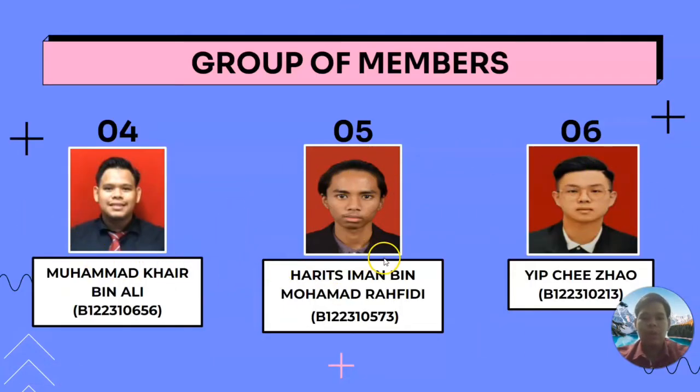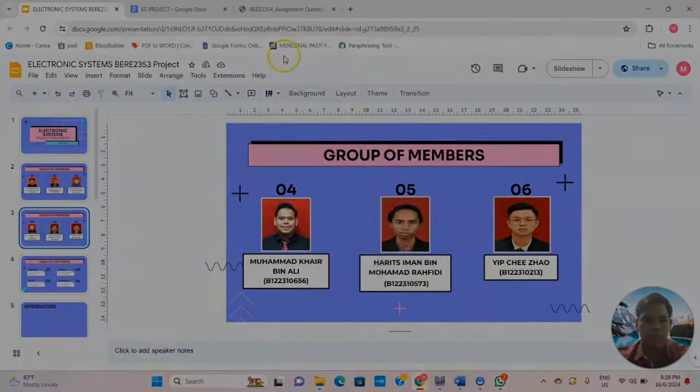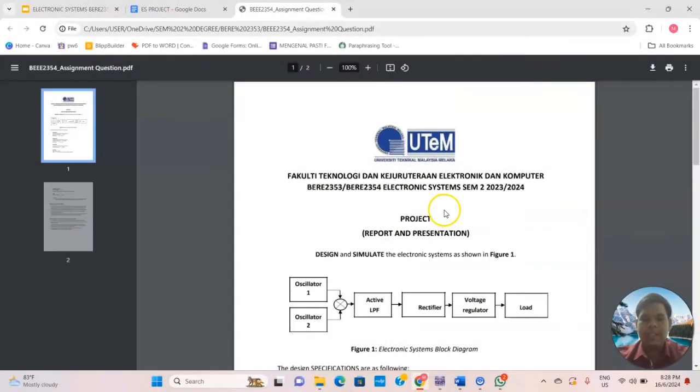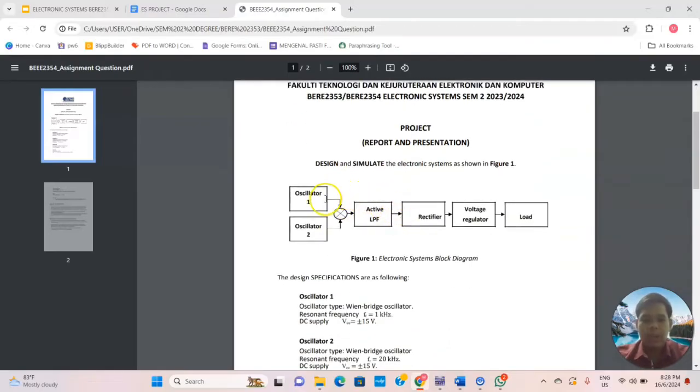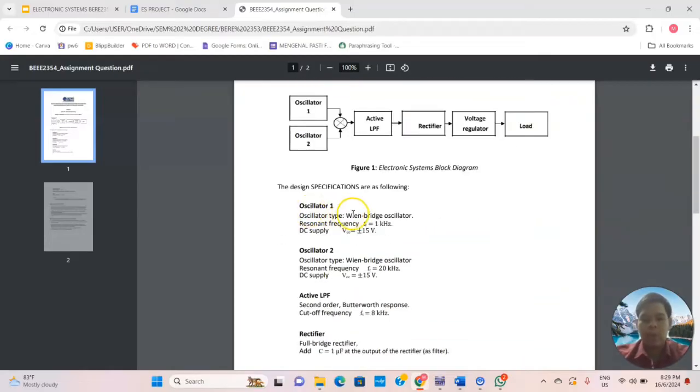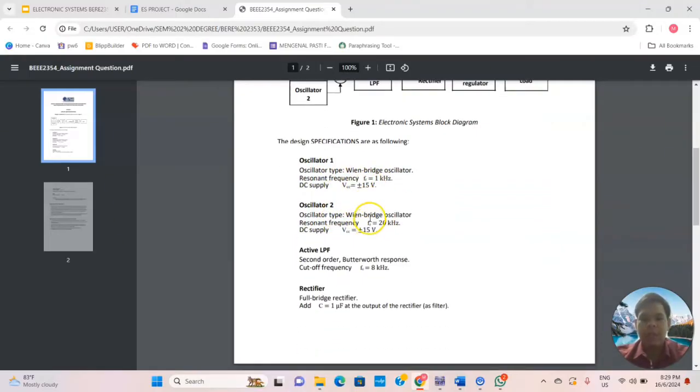So now I will talk about the introduction for the project assignment. Alright, my group will present about the project and assignment. So we have oscillator 1 and oscillator 2. Then we have active LPF, meaning active low pass filter, then rectifier, voltage regulator, and load. For oscillator 1, it is a Wien bridge oscillator, and oscillator 2 is the same, but the frequency is different.